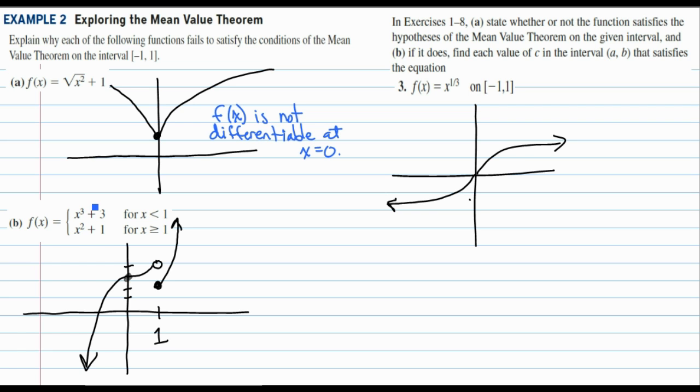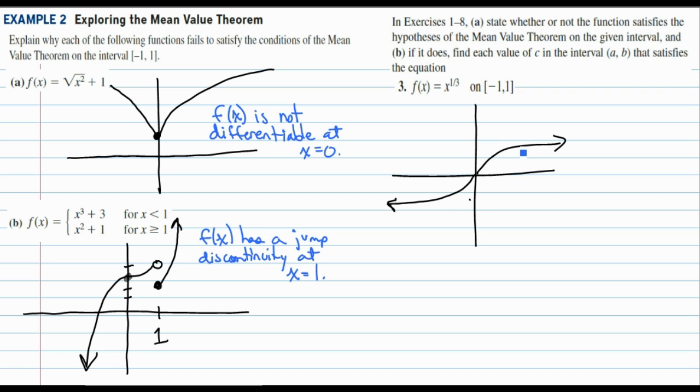There's a piecewise function. Can you see why this would not be satisfying the mean value theorem on the interval from -1 to 1? Yeah, there's a jump discontinuity here at x equals 1, so there is a discontinuity. And I know it's at the end of the interval, but it's still included. There is a discontinuity here at 1, so it does not satisfy the mean value theorem.